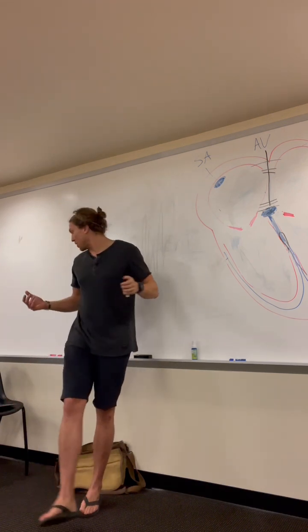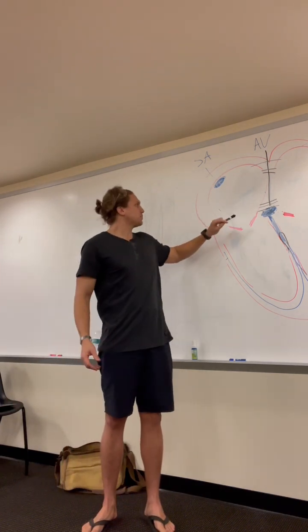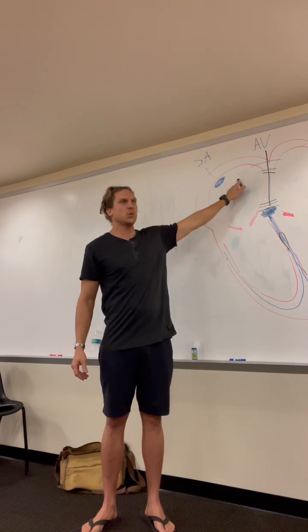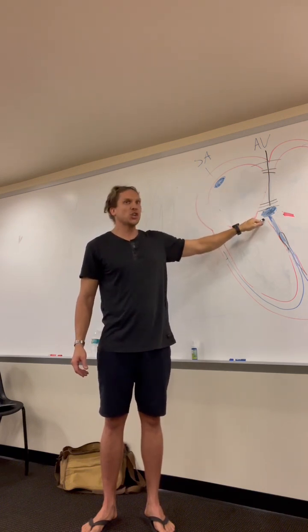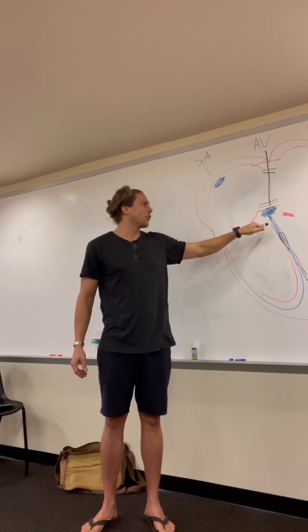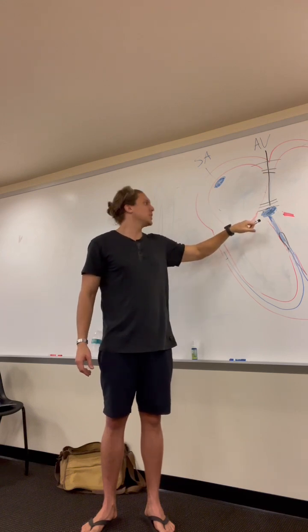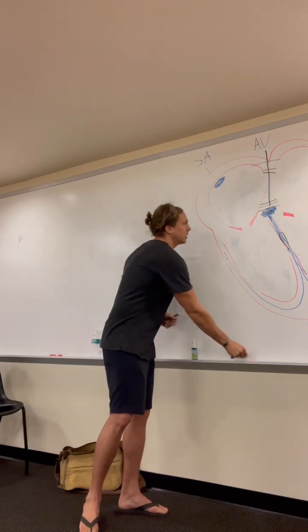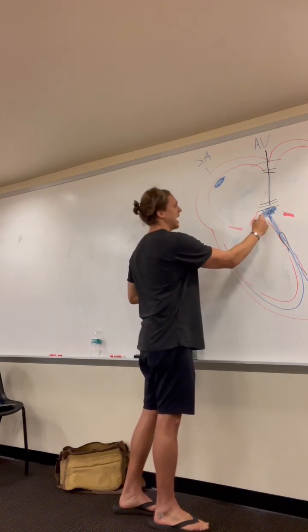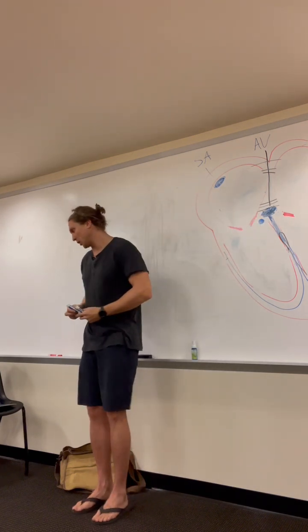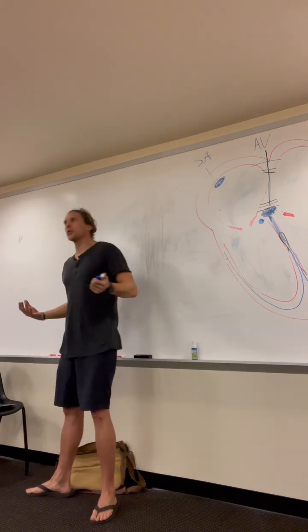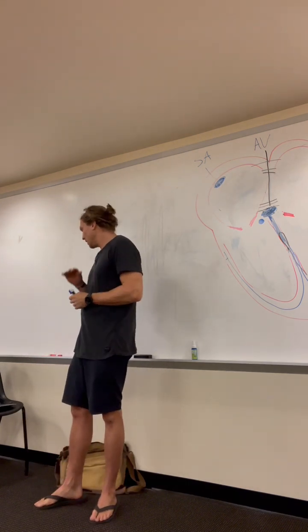All right, next one, junctional. We kind of covered this. So the atria is not doing anything, and the AV junction is taking over pacing, okay? So some focus around this area has decided I'm gonna be the primary pacemaker of the heart instead of the SA node. So let's go through it systematically and see if we can figure out what this is.